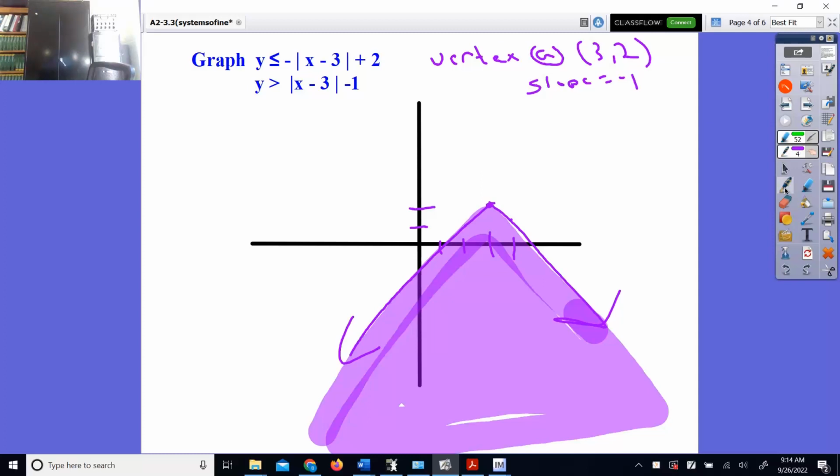Where's the vertex on the second one? 3, 1, right? 3, -1. Horrible color. This dude has a vertex at 3, -1. So that would be about right there.